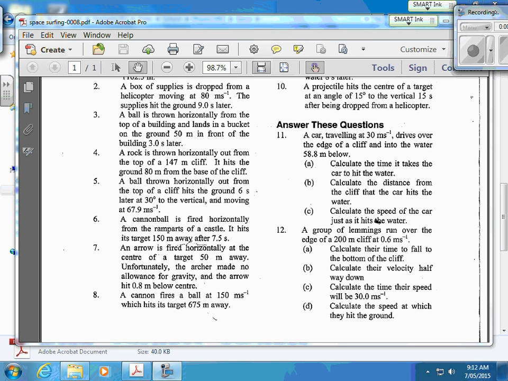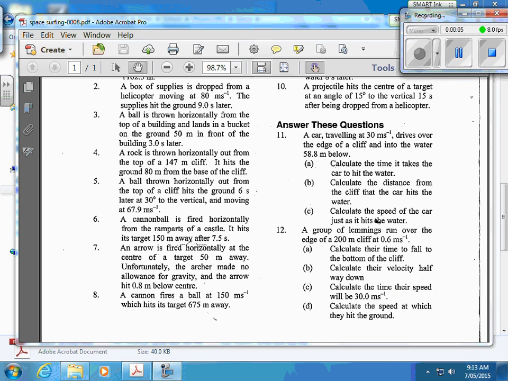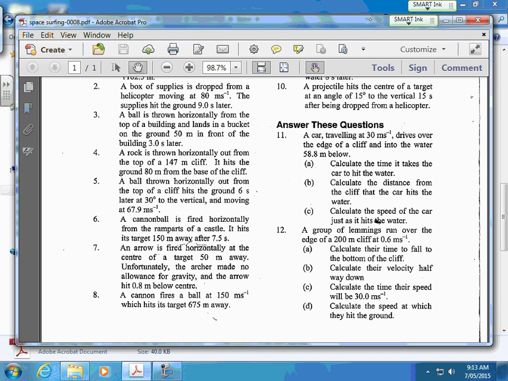Right. So, I can too. That's much cleverer.